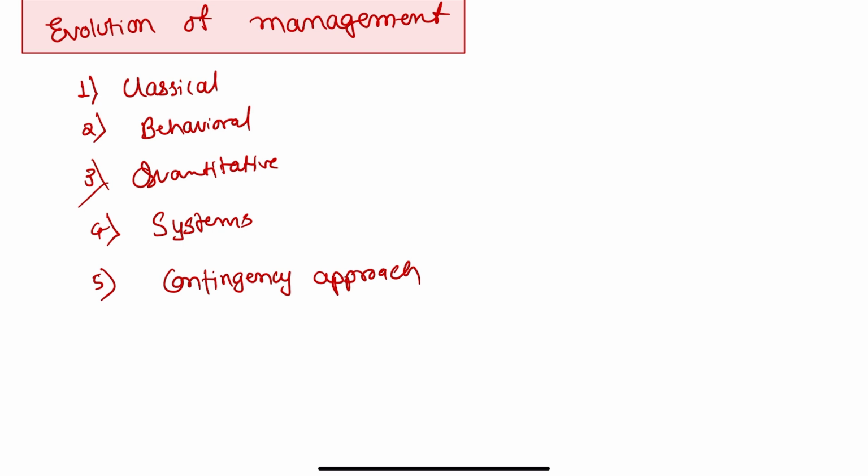Under the classical approach, we have three theories, or three types of management. First is scientific management.